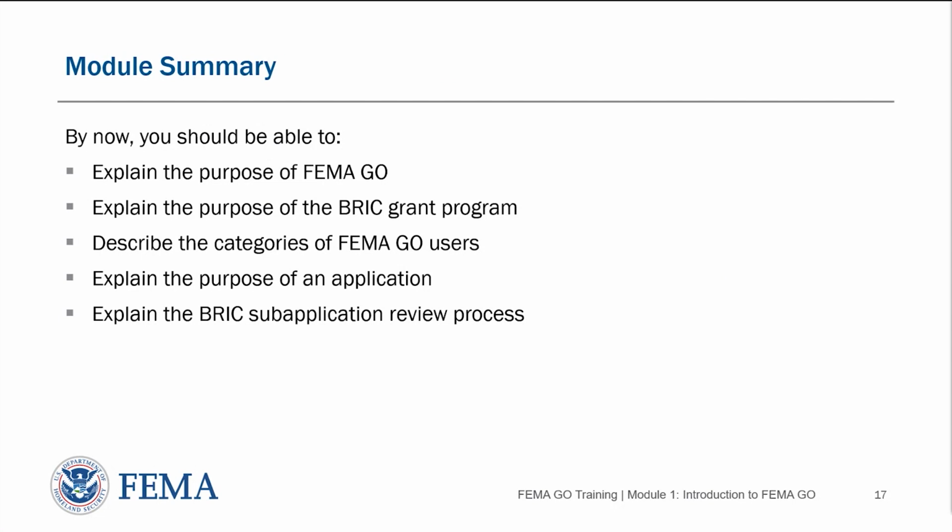So let's take a minute to review what we've covered. By now you should be able to explain the purpose of FEMA GO, explain the purpose of the BRIC grant program, as well as the Flood Mitigation Assistance Grant Program, and describe the categories of FEMA GO users. Explain the purpose of an application, and finally explain the BRIC sub-application review process.